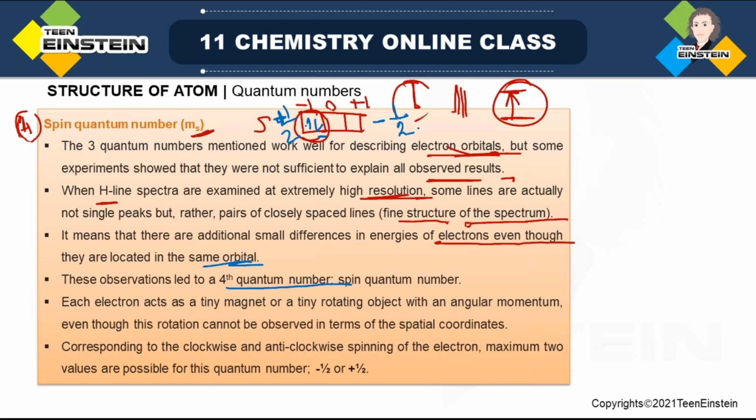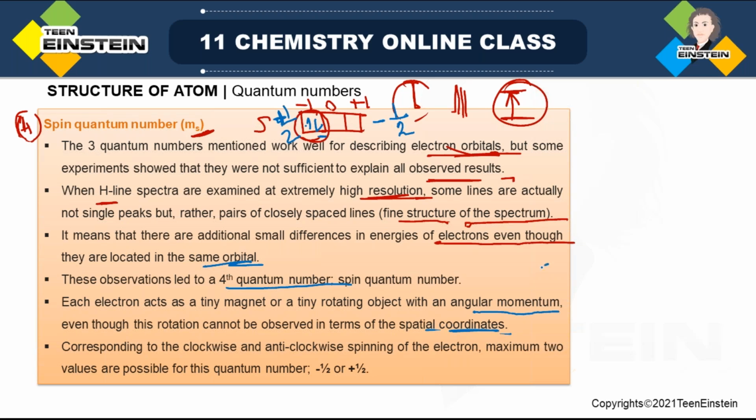Now why is it behaving like this, and why are we calling it spin quantum number? It is called spin because an electron is a charged body, right? And it revolves around the nucleus. That is one of its motions. But it also rotates on its own axis. Fine. When a charged body rotates on its own axis, it behaves like a tiny magnet. So it is a tiny rotating object with an angular momentum, though this rotation cannot be observed in terms of spatial coordinates, because it is not changing with respect to spatial coordinates. It is rotating on its own axis.